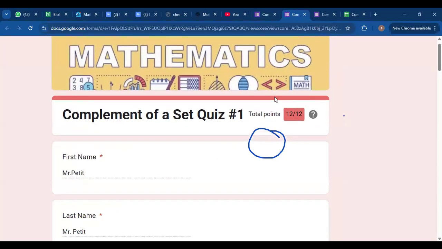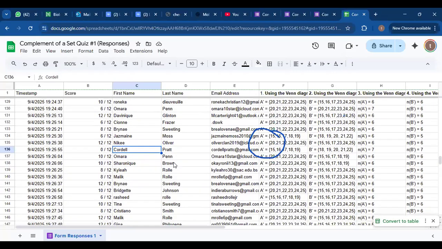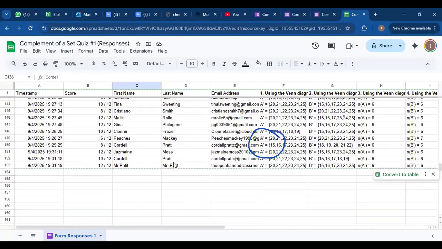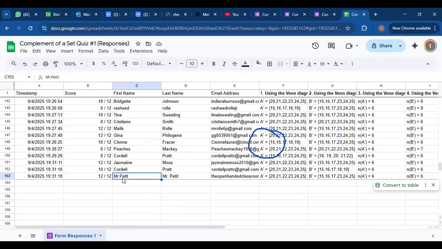We got 12 out of 12. Let's see the rest of us. How do we do? Let me look at these grades. Oh boy. All right, Mr. Petit, looks like I was the only one who got 12 out of 12. Who else got 12 out of 12?